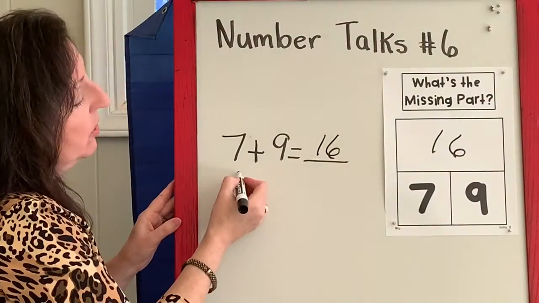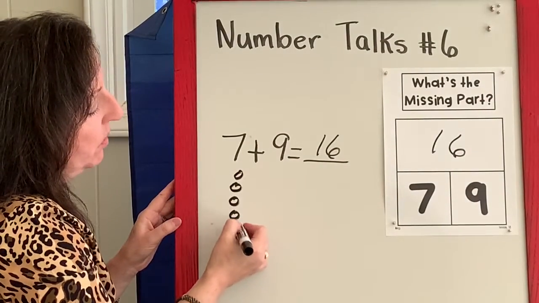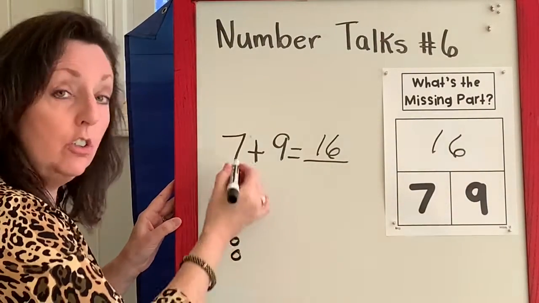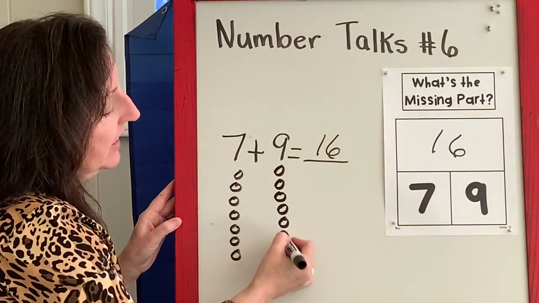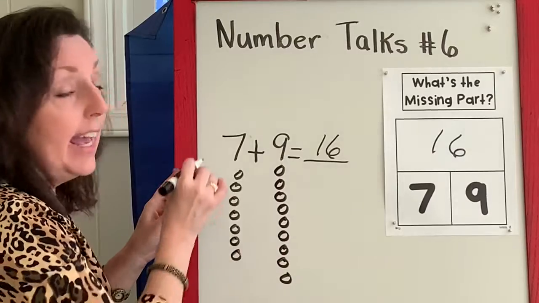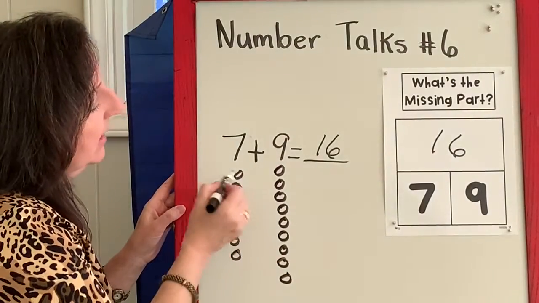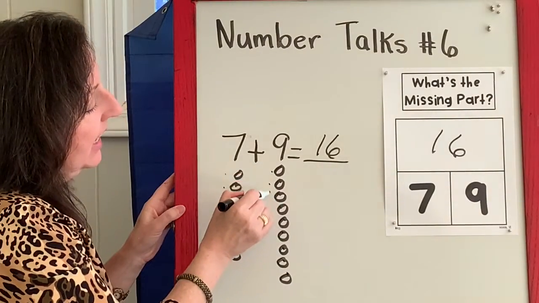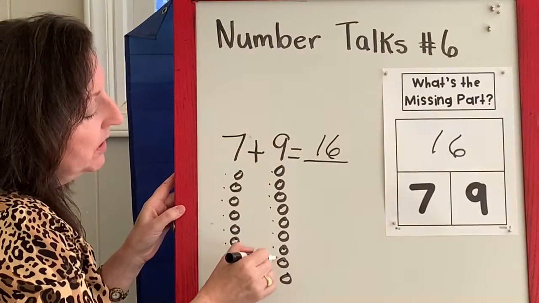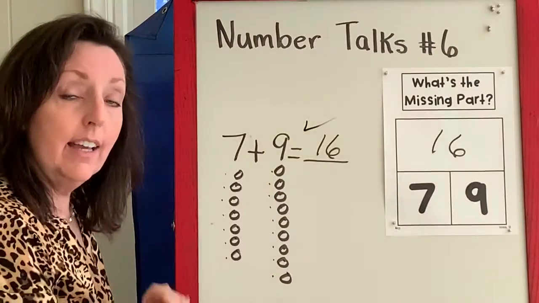You could draw 7 circles. 1, 2, 3, 4, 5, 6, 7. You could draw 9 circles. 1, 2, 3, 4, 5, 6, 7, 8, 9. And add up and see if you get 16. 1, 2, 3, 4, 5, 6, 7, 8, 9, 10, 11, 12, 13, 14, 15, 16. That is right. I double checked it.